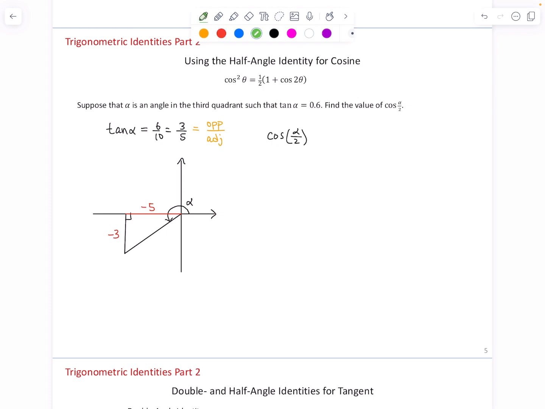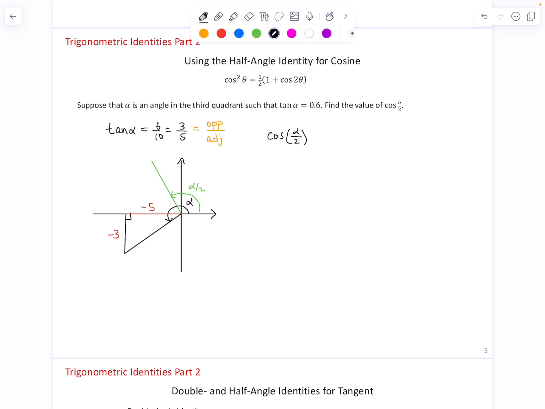Now if alpha is in the third quadrant, then half of alpha would have to be somewhere in the second quadrant. Keep that in mind. But I don't have a reference triangle drawn for alpha halves, but I do have a reference triangle drawn for alpha because of this information that was given. So I effectively want to double alpha halves to alpha, which is where the half angle identity for cosine comes in, because if you have an angle here and you use this identity, that angle doubles.